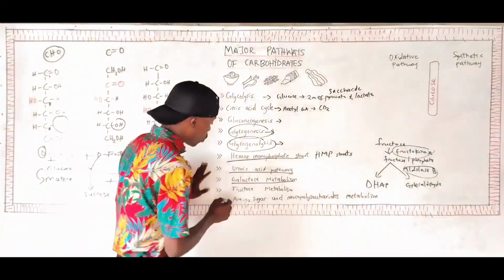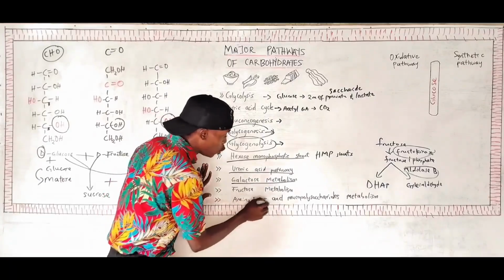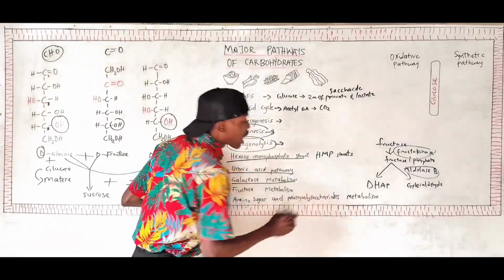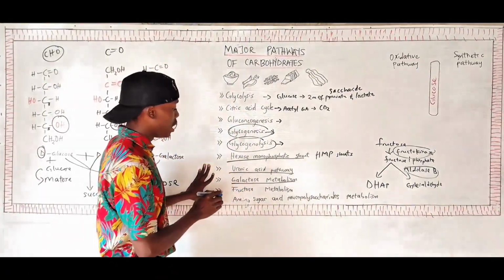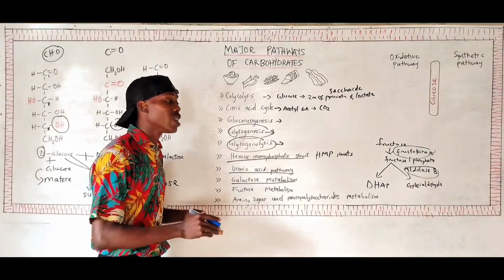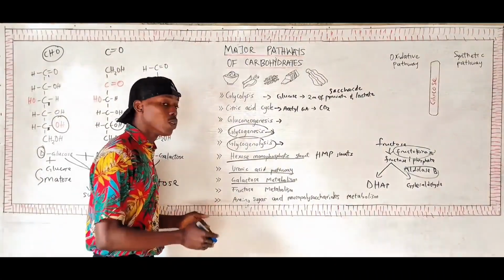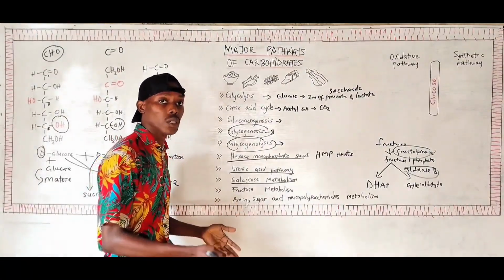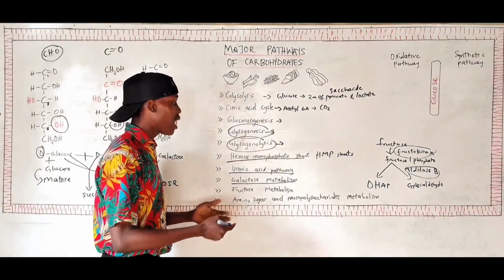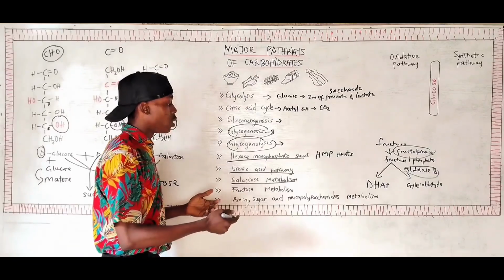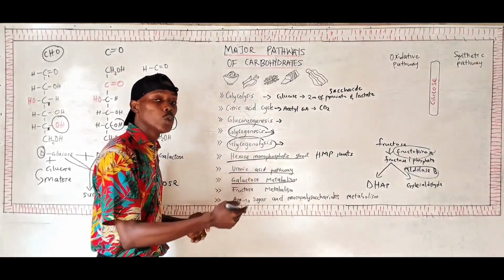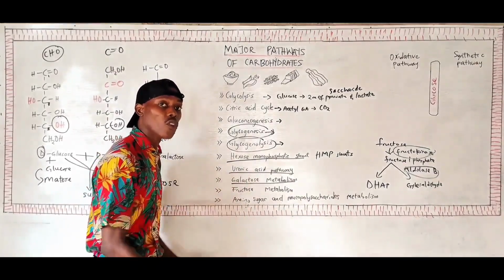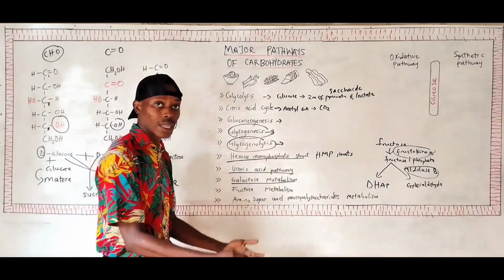So the last one is the amino sugar and mucopolysaccharide metabolism. This particular pathway involves the synthesis of amino sugars and other sugars at first. Hope you understand that. And after synthesizing amino sugars, we now use the amino sugars and other sugars for the formation of what? For the formation of mucopolysaccharide.